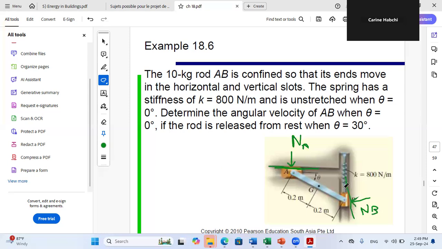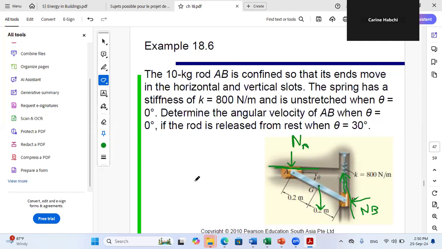We know that the spring force is conservative, so it is doing work, but we can apply conservation of mechanical energy if all other forces doing work are also conservative. And we have the weight. The weight is also a conservative force. So here you have two options: either you apply the principle of work and energy, or you apply conservation of mechanical energy. Let us apply conservation of mechanical energy here.